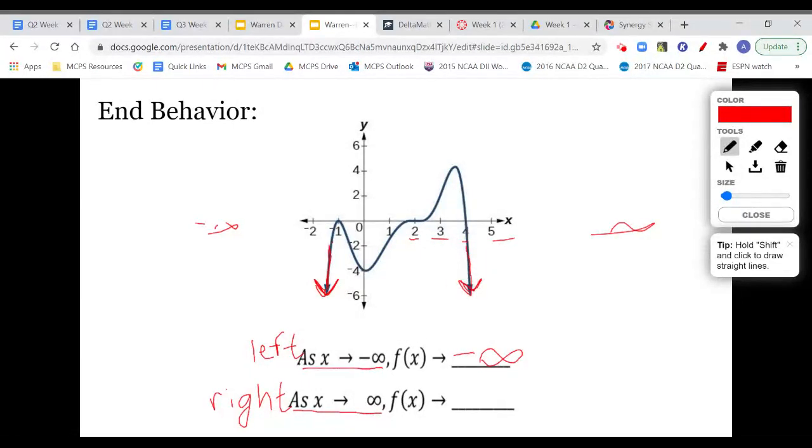And on that right side of the graph, if I look at what's happening at the end, hence end behavior, it's the ends of the graph. On the right end of the graph, I am going down, down, down. And again, down is a negative place. So eventually it's just continuing downwards infinitely. So its end behavior is negative infinity.